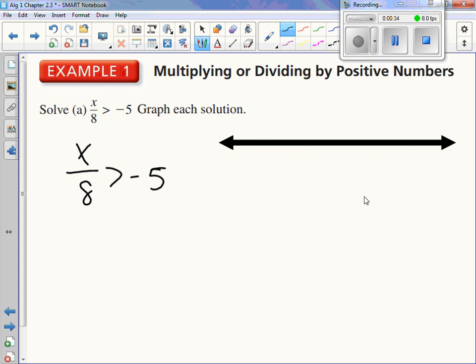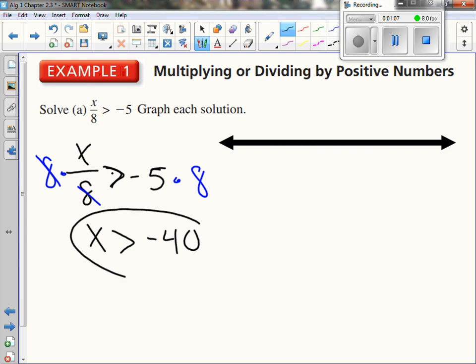So we look at this first one here. We have x over 8, x divided by 8 is greater than negative 5. Whenever we're dealing with a fraction, we're going to multiply both sides by whatever's on the bottom. What's on the bottom of this fraction? 8. So we're going to multiply both sides by 8, because the 8 and 8 will cancel out, and what I'm left with is x is greater than, well, negative 5 times 8 is what? Negative 40. And that's all we have to do for this one. We just need to multiply both sides by 8.